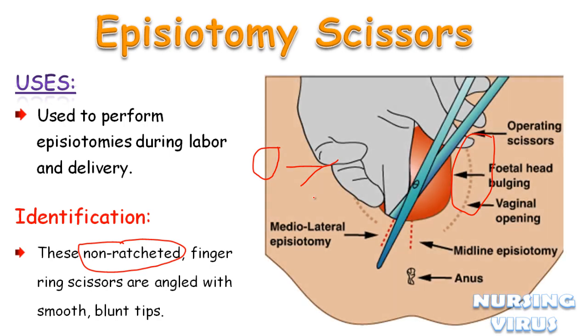And this is the way they perform the episiotomy. Commonly they perform it in the mediolateral way. So this is the median line in the given image. On the lateral area they cut to make the vaginal pathway bigger, so that the child can easily pass through the vaginal opening.